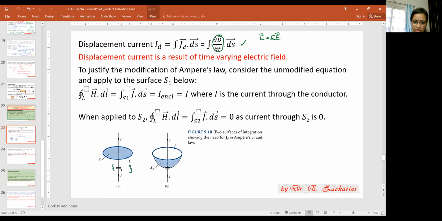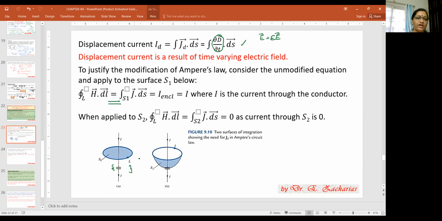Between the plates of the capacitor, there is dielectric, so there is no current. There is no conduction current in that space. Okay, and next, let us apply Ampere's law in the non-modified form, in the original form.